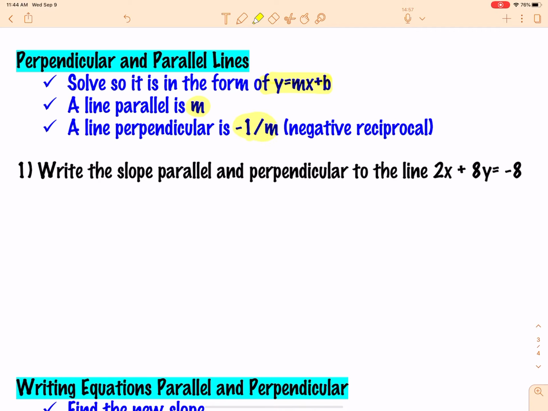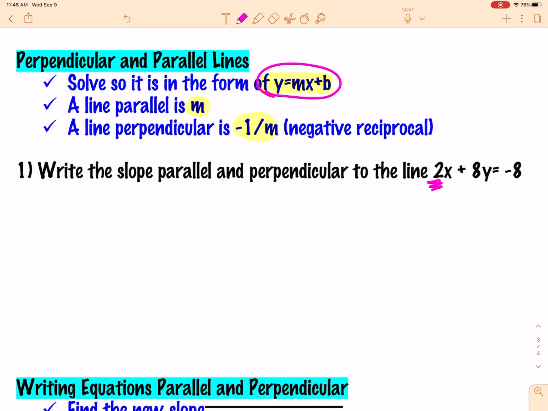So you flip it over into a fraction and you switch the sign. Negative reciprocal, you switch two things. So it says write the slope parallel and perpendicular to this line. So we first need to find what the slope is, and don't assume it's whatever is in front of x. It's not in the correct form to assume that.